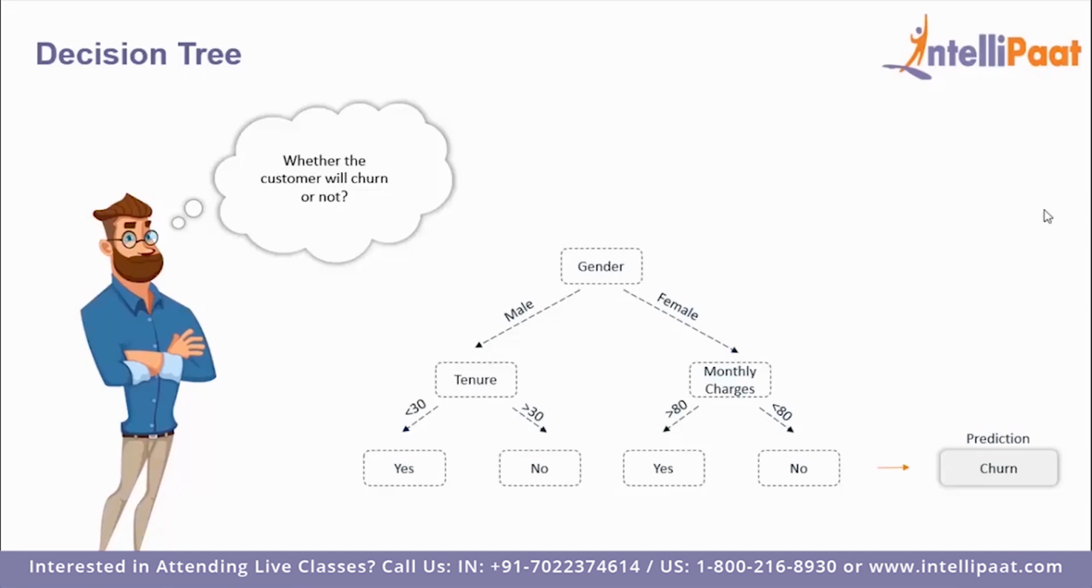Similarly, if you get a female customer, then we will have to check her monthly charges. If her monthly charges are greater than $80, then she'll churn out. And if her monthly charges are less than $80, then she'll stick with the same company. So we are exploring a series of alternatives to reach a particular decision point.